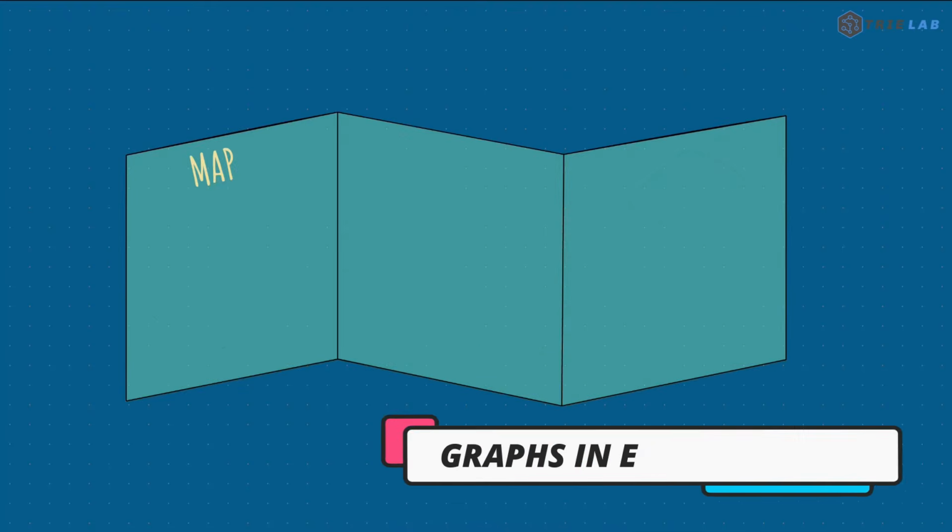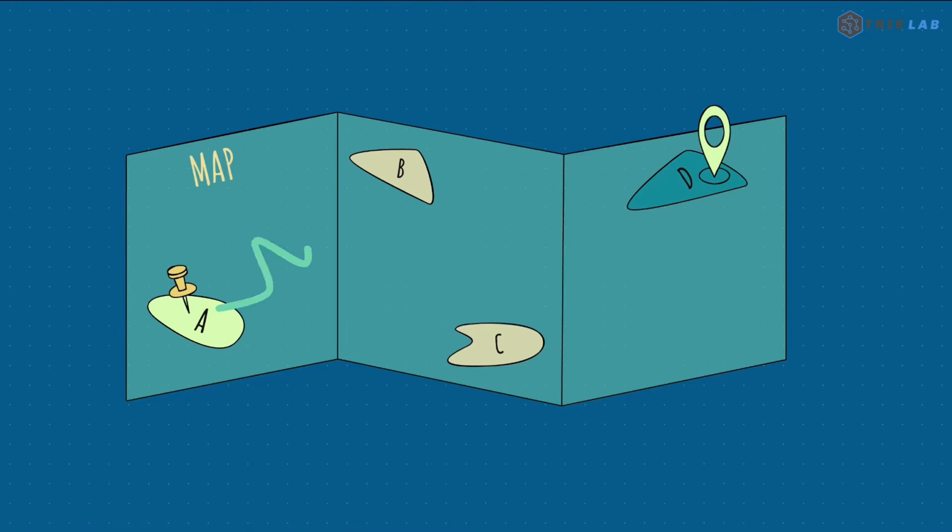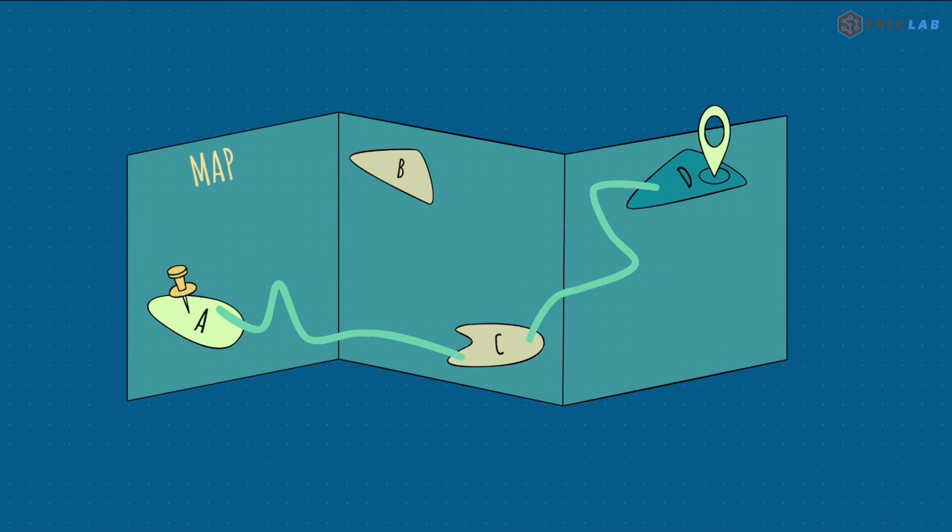Imagine you're in this new city and you want to find a path from a place A to place D. You can choose a path that goes from B to D, or you can choose a path that goes to C first and then to D. Now, how do you find the best path or even the shortest path?